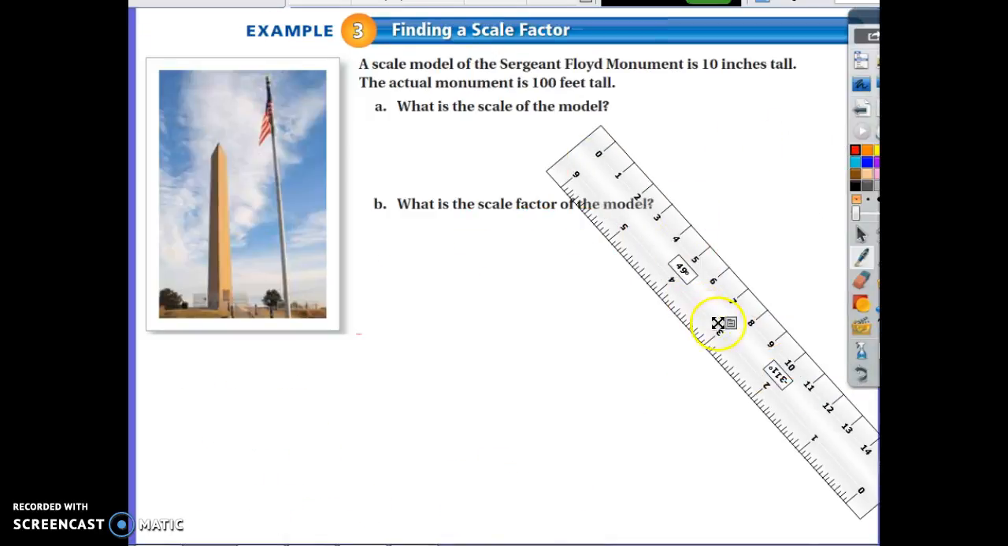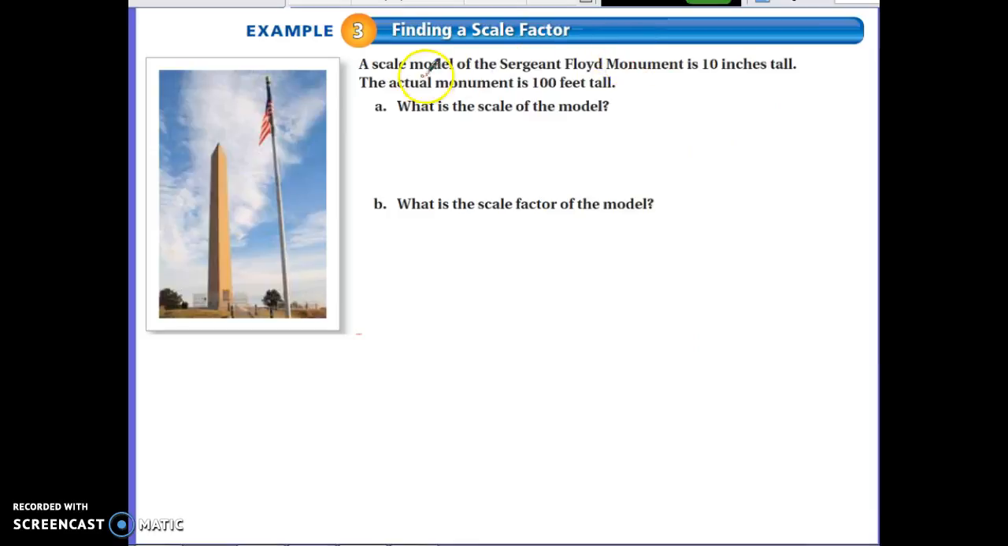For example 3, the question is asking, a scale model of the Sergeant Floyd Museum is 10 inches tall. The actual monument is 100 feet tall. What is the scale of the model? So 10 inches in the model, that 10-inch height represents actually 100 feet. So this is my scale. I can go ahead and reduce that down to 1 inch, representing 10 feet.